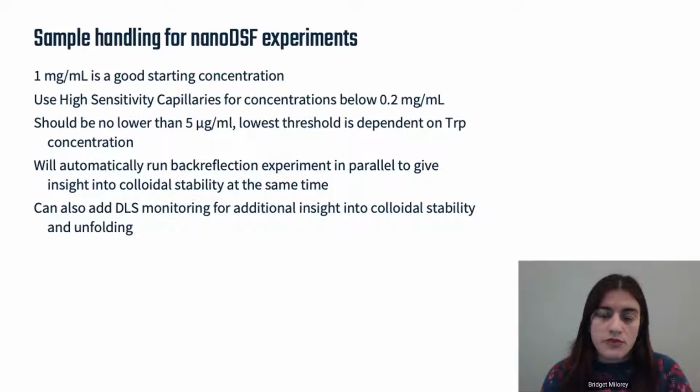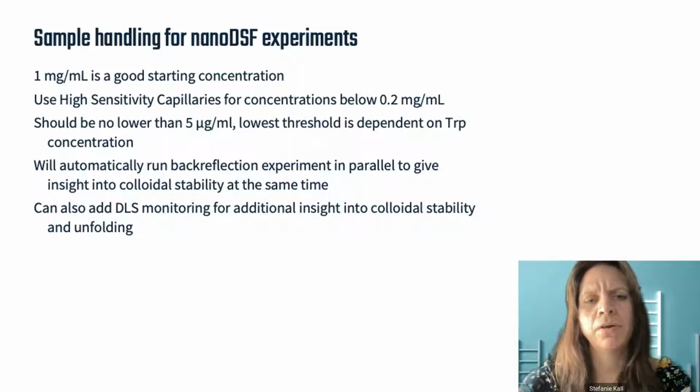So with that back reflection optic, you can detect the presence of large amorphous aggregates. And with the light scattering measurements, you can also see smaller size changes that are associated with partial unfolding and oligomerization. Okay, cool. Yeah, thanks.